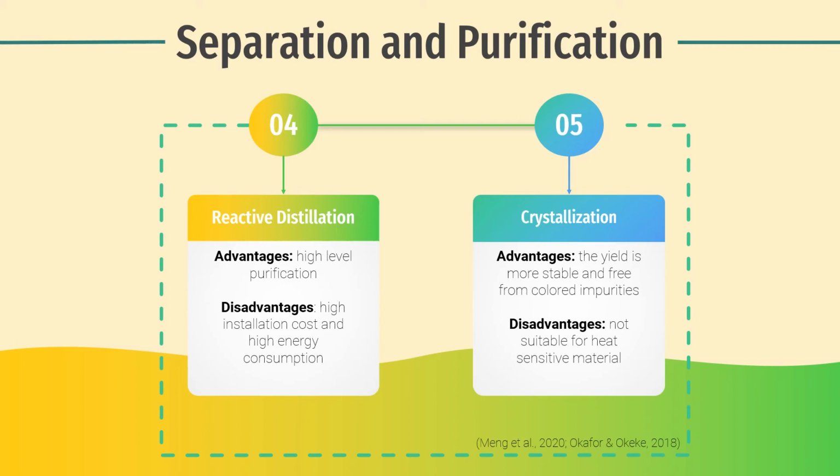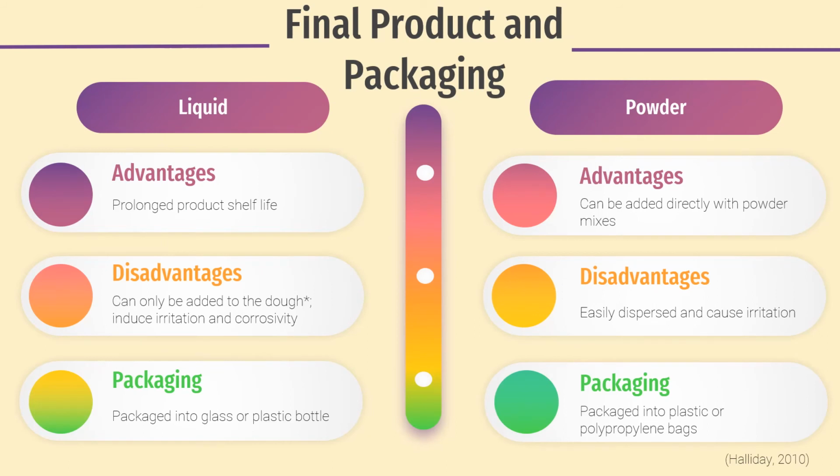The fifth one is crystallization, which is able to yield a stable lactic acid free from colored impurities. However, this method is not suitable for heat-sensitive materials and thus only suitable for producing plastic-grade lactic acid. The final product of lactic acid can be in liquid and powder form.